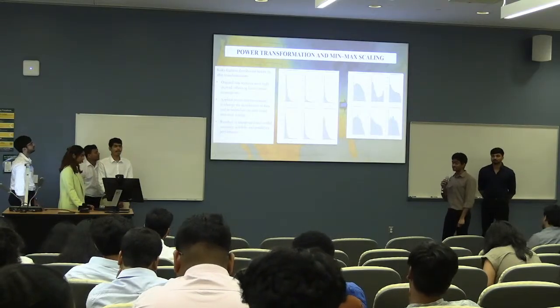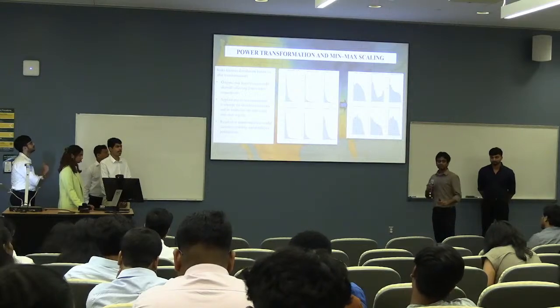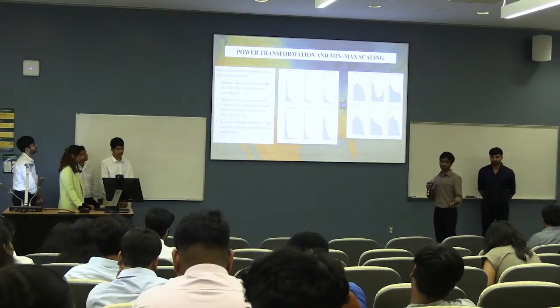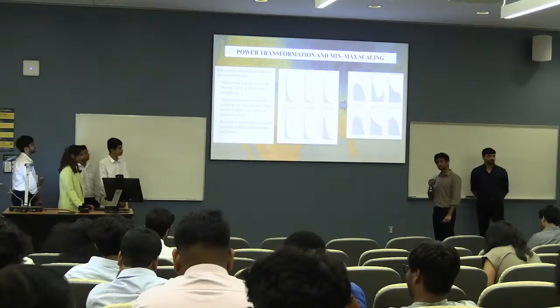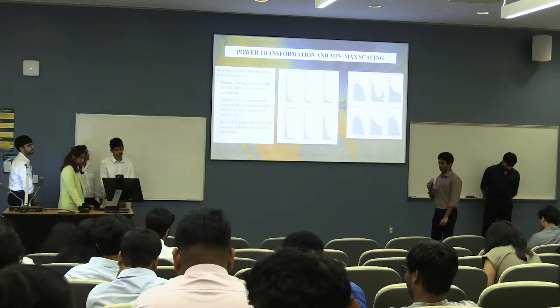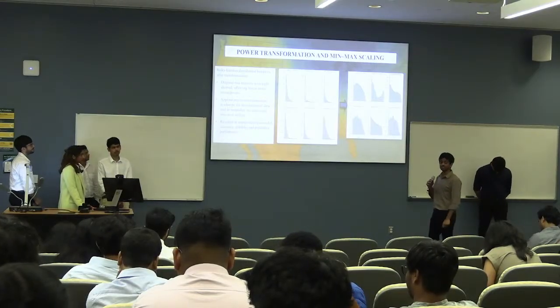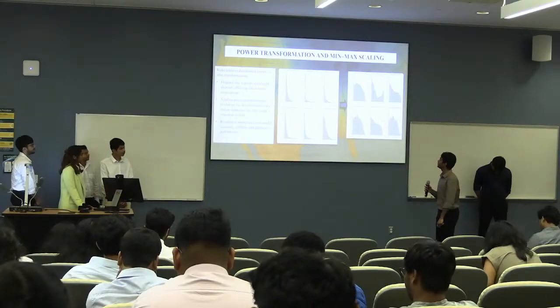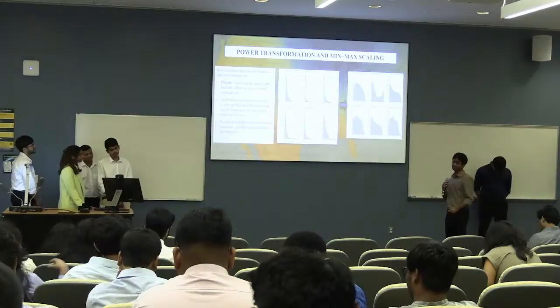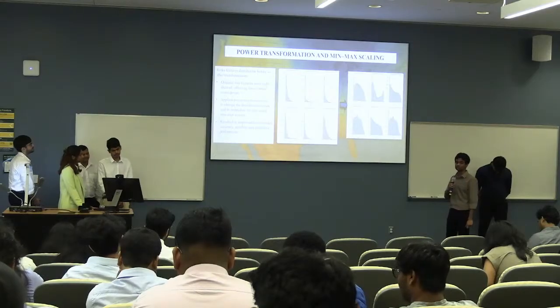And as for min-max scaling, since our project includes linear regression, which is based on Euclidean distance, we performed min-max scaling to normalize the data. So after these 2 steps, we have achieved the final targeted risk scores.